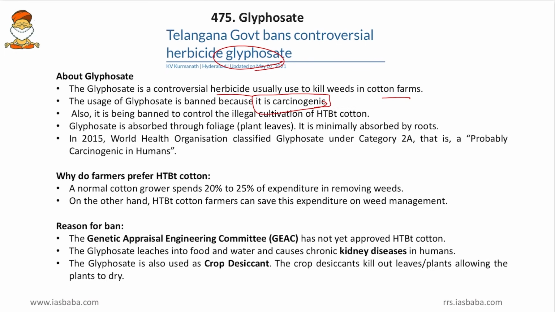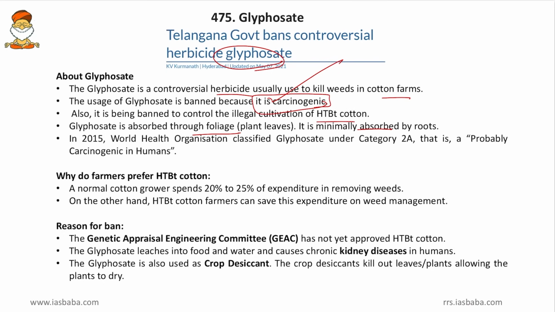And also it is being banned to control the illegal cultivation of HTBT cotton. So in order to control this herbicide tolerant BT cotton, this was banned. So the two reasons why it was banned were that glyphosate itself is harmful and also that it is associated with the HTBT cotton. We will see how it is associated later. Then glyphosate is absorbed through foliage or the plant leaves. So the shoot system and leaf system will absorb the glyphosate and it is minimally absorbed by the roots. So roots will not absorb glyphosate to that extent.